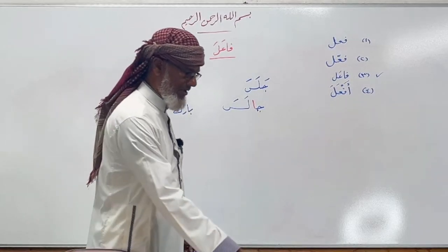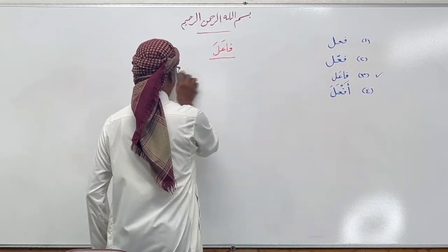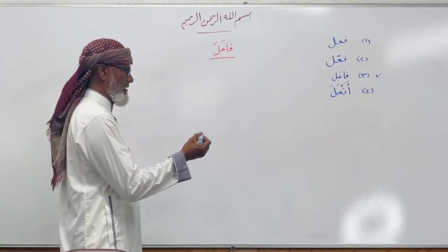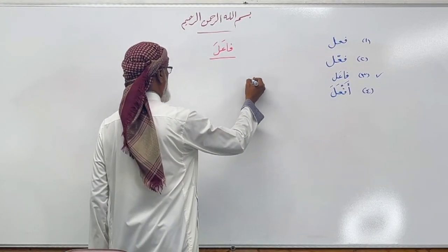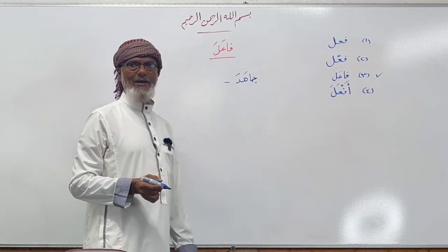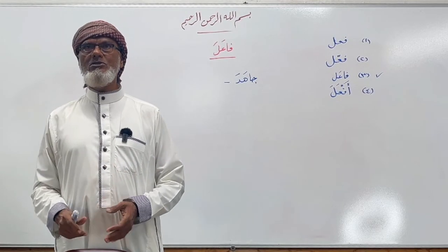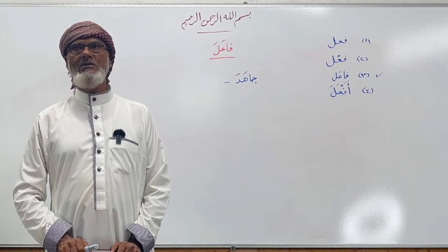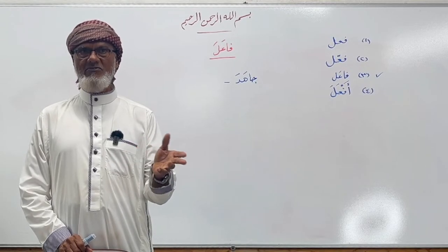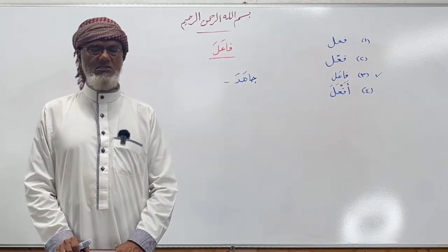So we said in the Quran we have, for example, examples. We will look at some examples from the Noble Quran of this type of verb. So we have, for example, Jahada. Jahada means to strive, or to struggle. All right? We would look at some examples in the Quran about this verb.